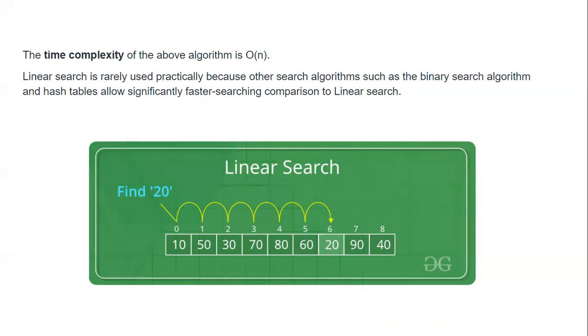Here is a picture which shows the algorithm of linear search. For example, if we want to find the element 20, it first checks and matches with every element of the array. First, it checks with the element at index 0, which is 10. If it doesn't match, it goes to 50, 30, 70, 80, and 60. Here at index 6, it matches with the element. So it simply retains the index number 6 and returns it, that is, element found.